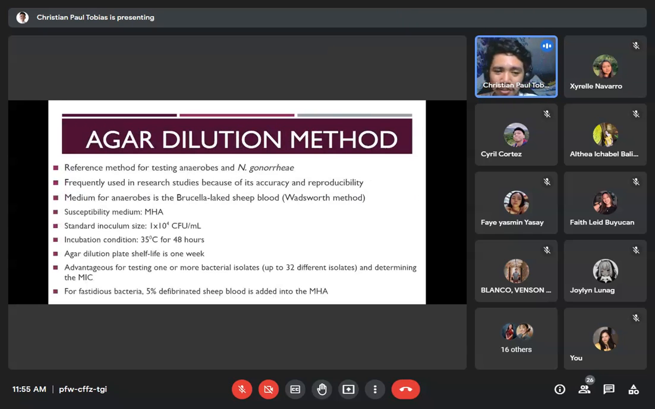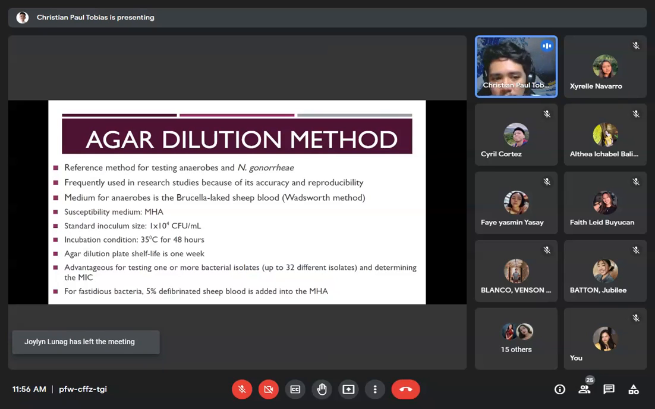Next is your agar dilution method. So, kung may broth dilution, meron ding agar dilution. Ito yung reference method. Sa mga textbooks nyo, kapag reference method nakalagay, tapos may nakita kayong question na gold standard, gold standard or reference method is same. Okay, so the gold standard for testing anaerobes and Neisseria gonorrhoeae is your agar dilution method. This is frequently used in research studies because of its accuracy and reproducibility.